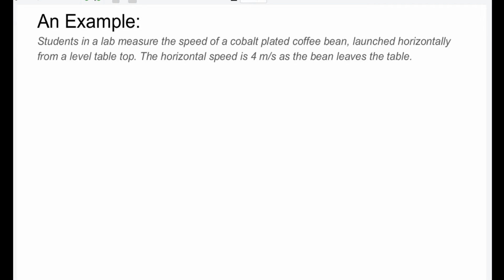Let's consider a situation. Students in a lab measure the speed of a cobalt-plated coffee bean launched horizontally from a level tabletop. The horizontal speed of the cobalt-plated coffee bean is 4 meters per second as the bean leaves the table. So we see that it's flying off horizontally. See if you can picture these students. They have the bean on the surface of the table and they're flicking it, trying to land it in the coffee can. Notice no question has been asked yet. Let's see what the question is.